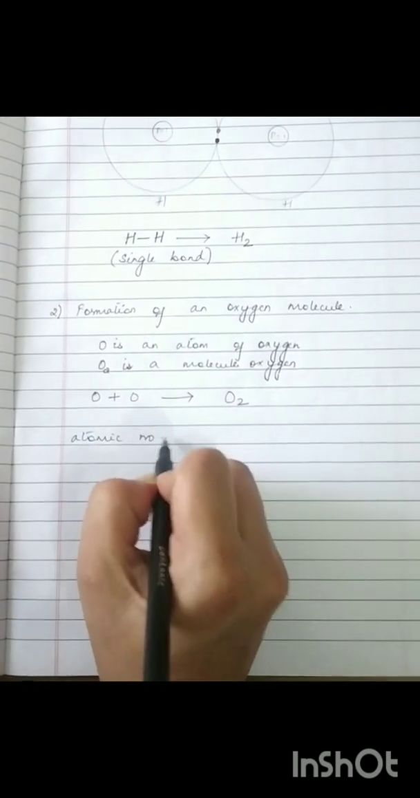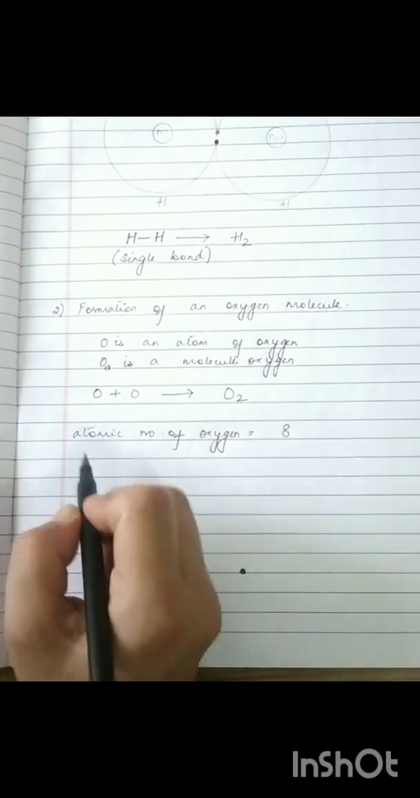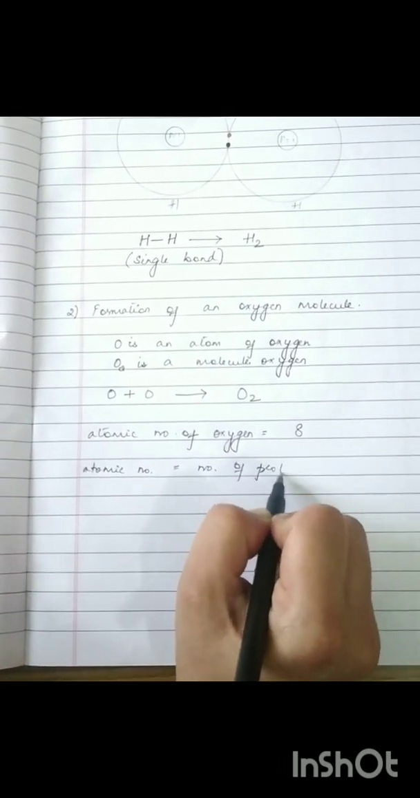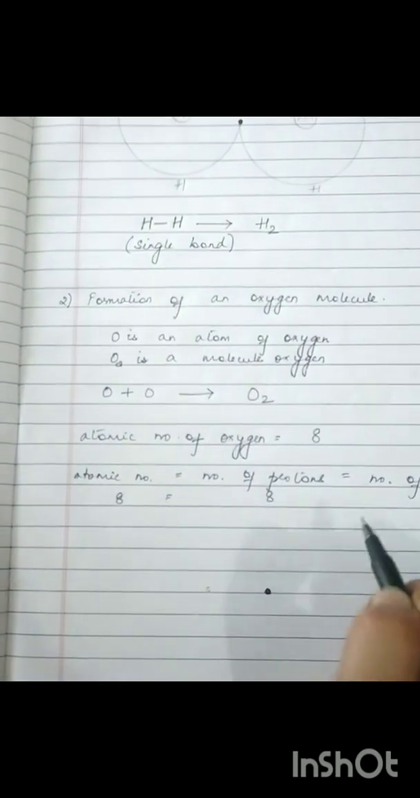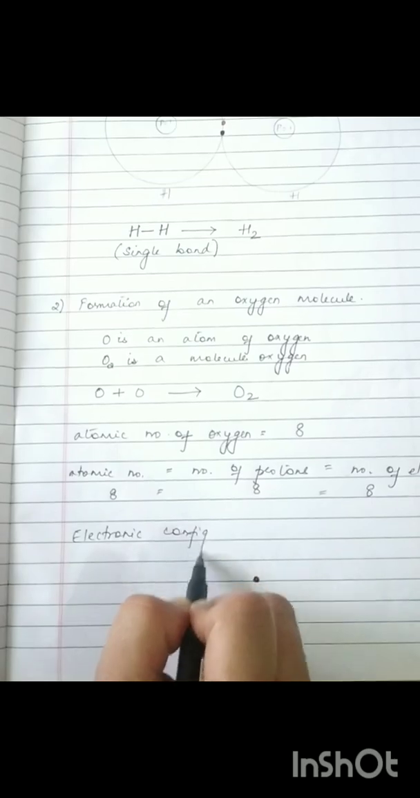Atomic number of oxygen according to the periodic table is 8. So we know atomic number equals the number of protons, which is equal to the number of electrons. So if atomic number is 8, number of protons is also 8, number of electrons is also 8. So now we write the electronic configuration.